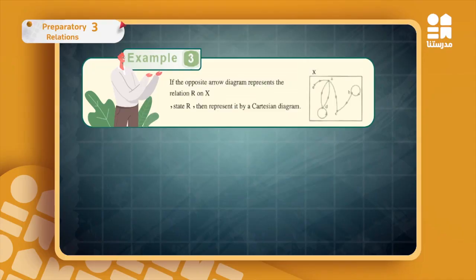And the last example: in this example, if the opposite arrow diagram represents the relation, we have here the drawn arrow diagram. I asked you to state R and represent it by Cartesian diagram. To write the answer for R, I will follow the arrows. I will follow the arrows and see where each comes from and where it goes, and that is the answer. For example, I have an arrow from E to A, so I write the ordered pair E and then A.